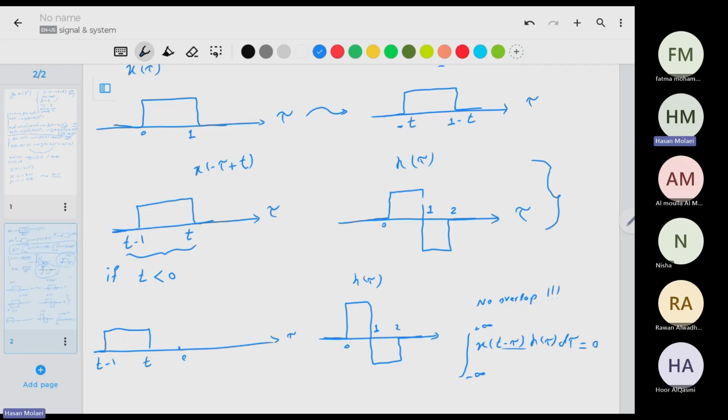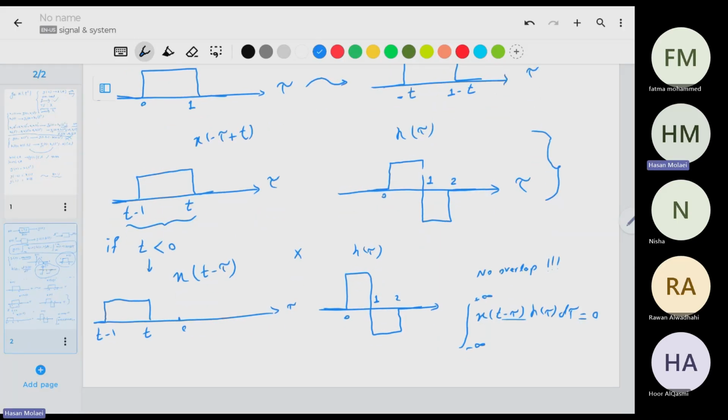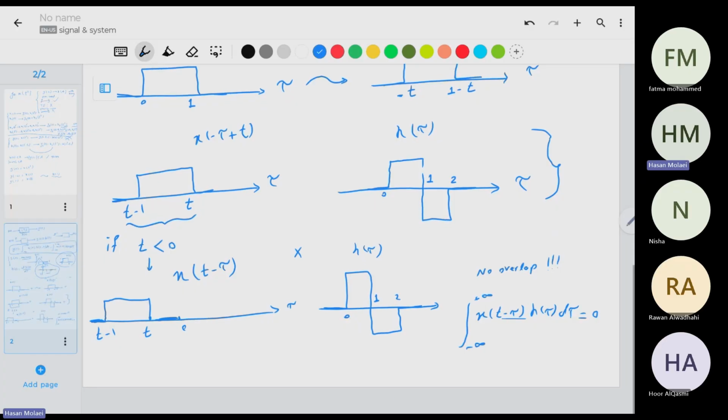If t is smaller than 0, you can see this would be x(t minus tau). And this is h(tau). I need to multiply them together. There is no overlap, yes? For t smaller than 0, h(tau) is 0. For t bigger than 0, x(t minus tau) is 0. So their multiplication would be 0.